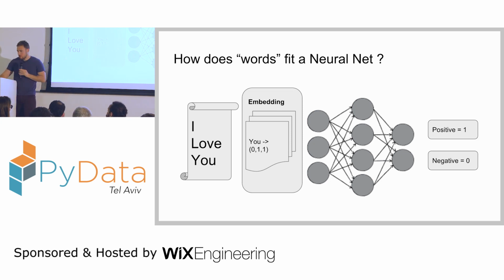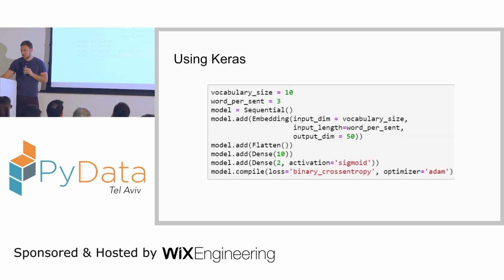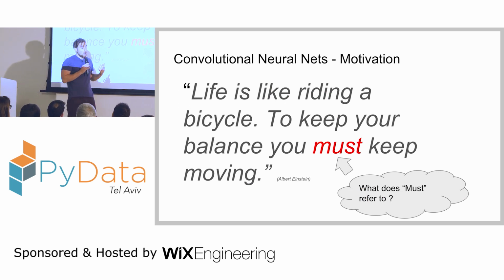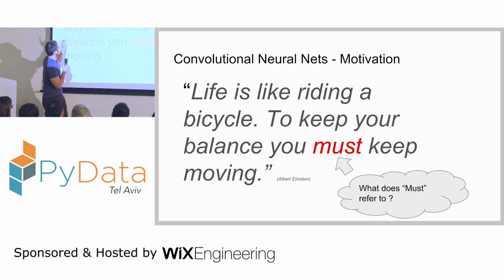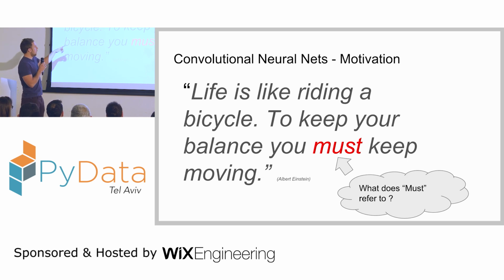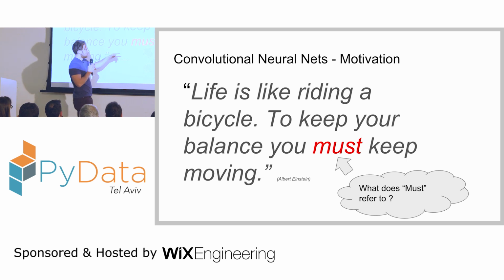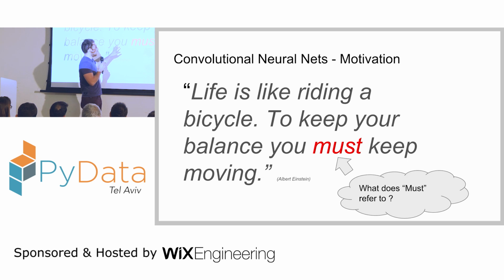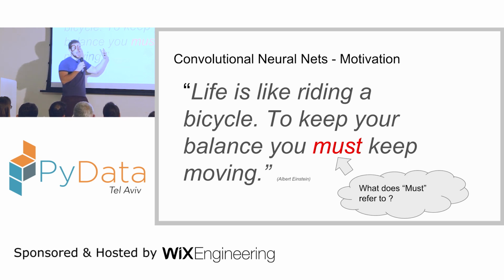The next logical step is actually to convey some kind of structure. For example, if I'm trying to predict the style of the word must, this is a quote by Einstein, by the way: Life is like riding a bicycle. To keep your balance, you must keep moving. So I want to predict whether must is bold, italic, or normal. You would assume that the word must refers to some words around it. It's not likely that it refers to, like, life.